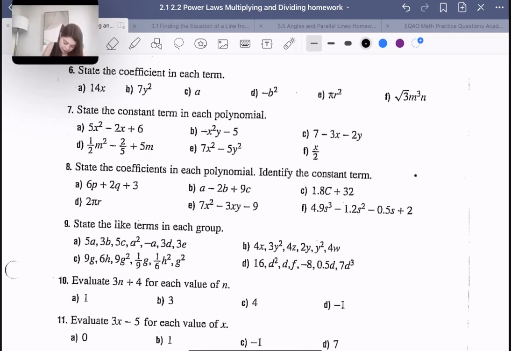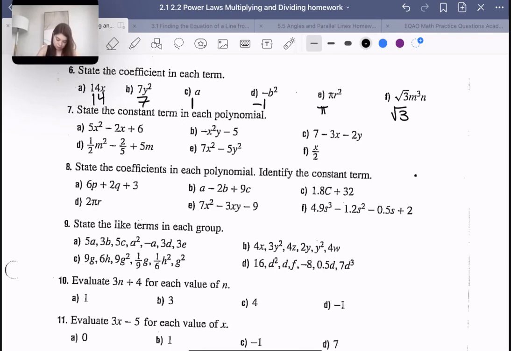So here we're multiplying x by 14, so 14 is our coefficient. Here it's 7. For a, it's actually 1, right? 1a is the same as a, so there's actually an invisible coefficient of 1 here, so I'll say 1. For d, the answer would be -1, right? Negative b squared is the same as -1 times b squared. Here we have pi r squared, so keep in mind pi is actually a number, not a variable. Pi equates to approximately 3.14159 and so on. And so pi would be our coefficient here. And then over here, root 3 is our coefficient, because everything else is just variables and exponents.